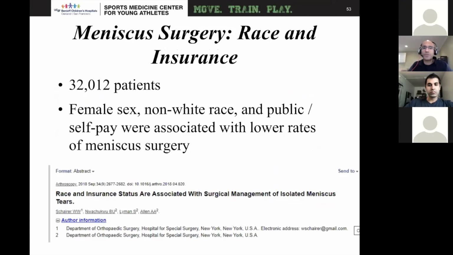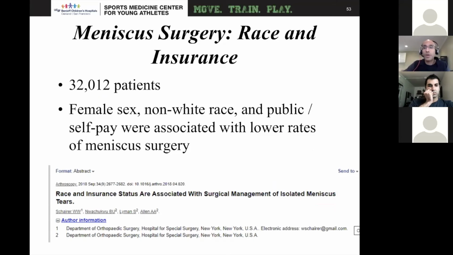This was a massive database study that looked at 32,000 patients, adults and pediatrics, and they found that if you were female, and this goes back into provider expectations of activity level and what treatments to offer, if you're non-white and you had public or self-pay, you had lower rates of meniscus surgery, and they controlled for the type of meniscus tear.